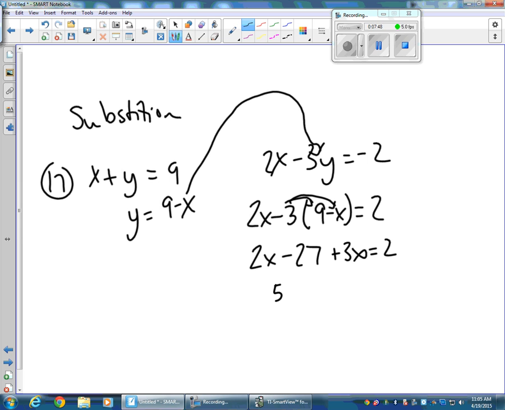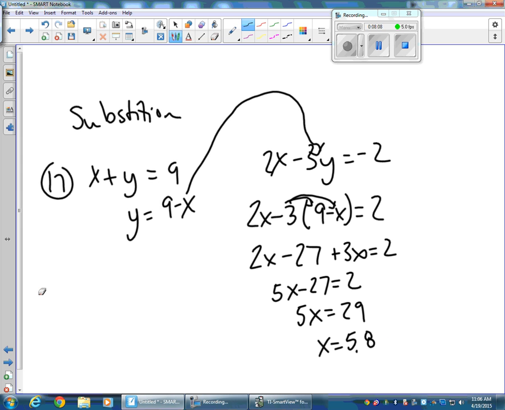And then combine like terms: 5x minus 27 equals 2. Add 27, you get 5x equals 29. Divide by 5, you get x equals 29 divided by 5, which is 5.8. So my answer for this problem would be 5.8 for x.